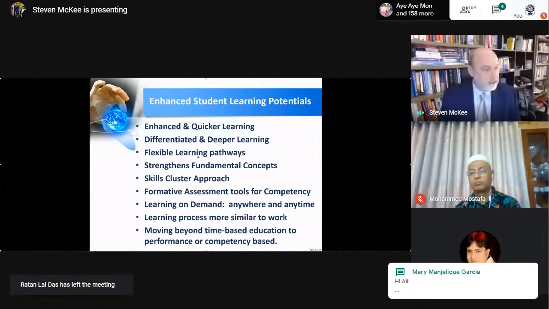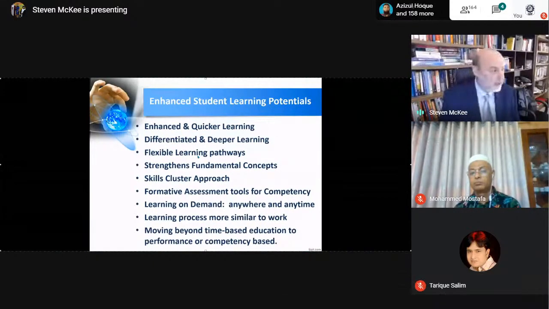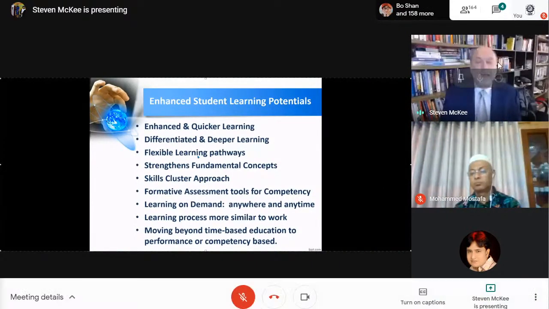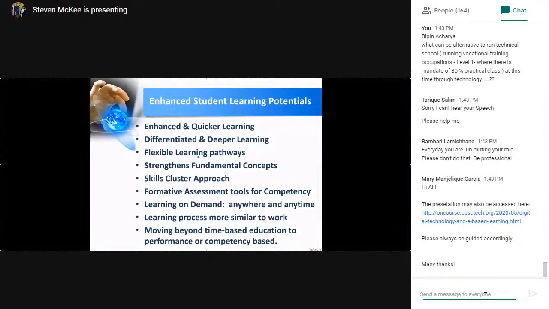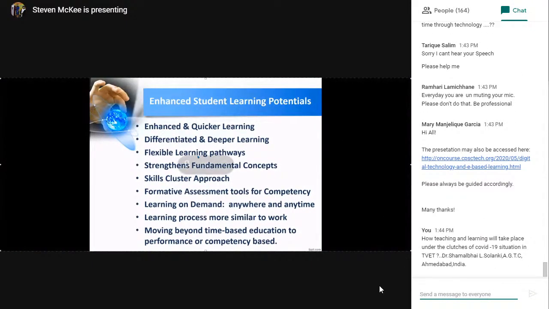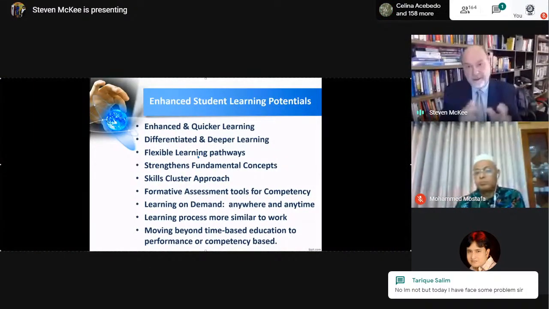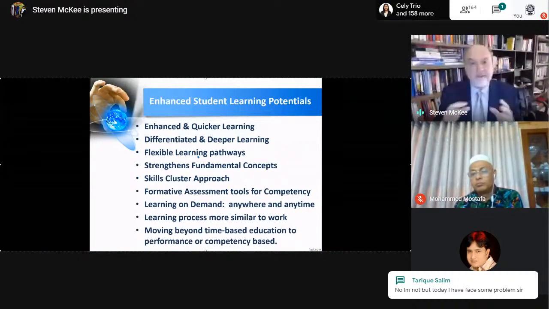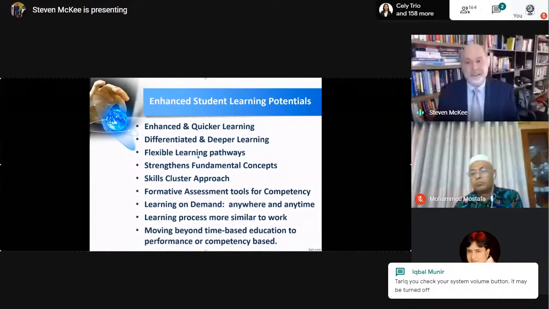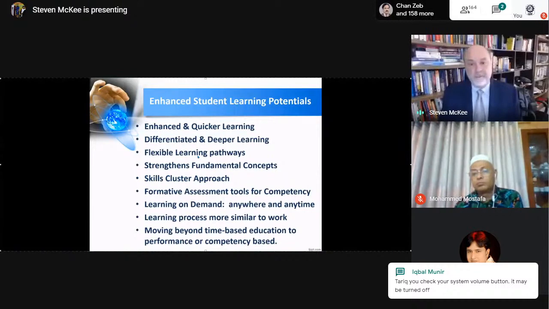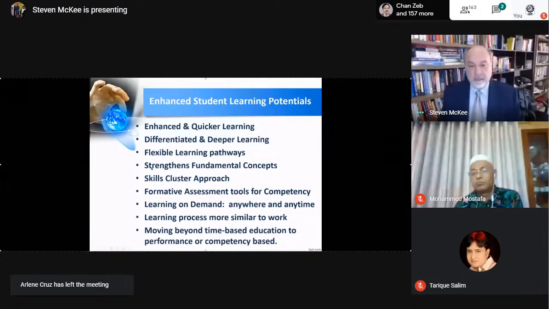Last year in September, I think it was, we had a session with SEAMEO in Brunei at the SEAMEO VOCTECH. And the Minister of Education of Brunei said, we have to move away from linear learning because people learn differently. Although we've been forcing them into the same mold, it's not how we naturally work. And if you could work with human nature rather than against it, then people will learn better and they'll be more excited about learning. Strength of fundamental concepts, you can have a skill cluster approach.